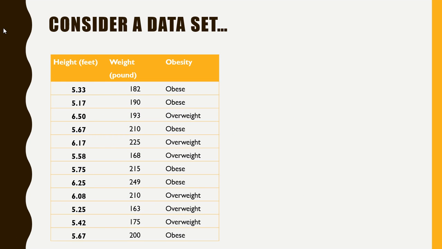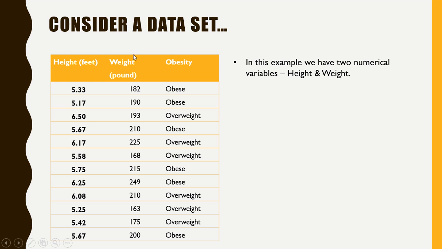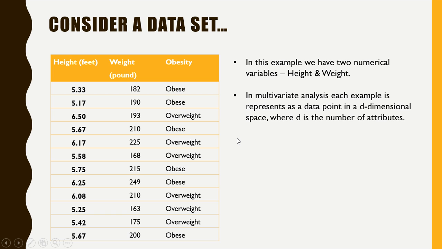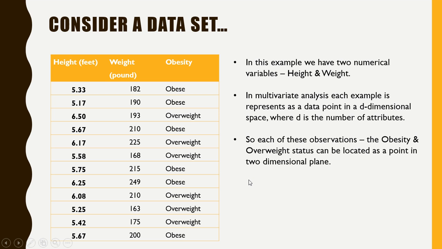Now consider a data set. In this data set, we have the information of two numerical variables, height and weight, and each of these observations is labeled either obese or overweight. Now understand one thing: in multivariate analysis, each example is represented as a data point in d-dimensional space, where d is the number of attributes. For example, we have height and weight over here, so each of these observations, obese or overweight, can be represented as a point in the two-dimensional plane.